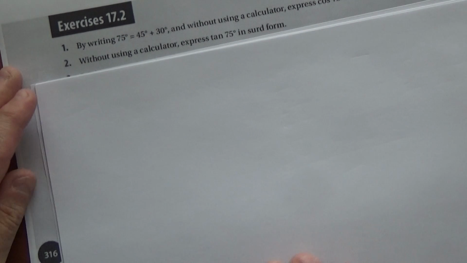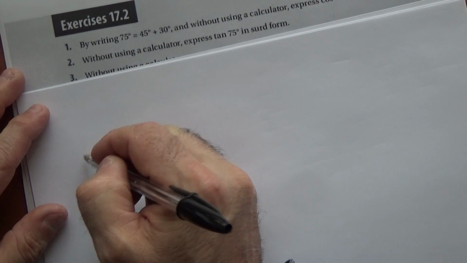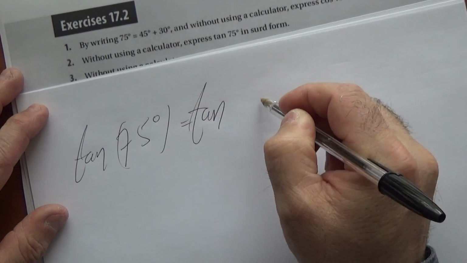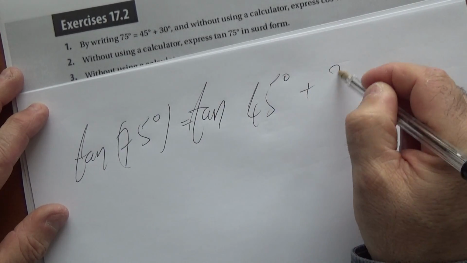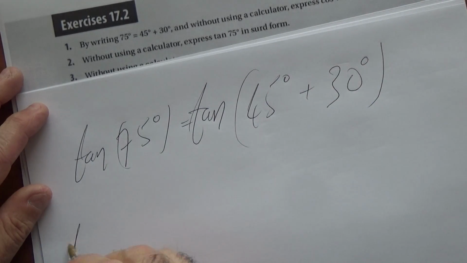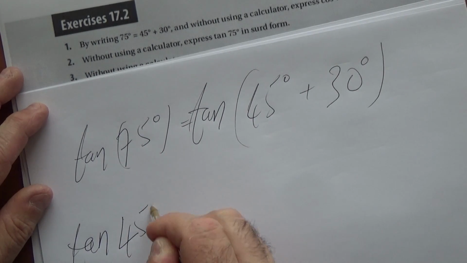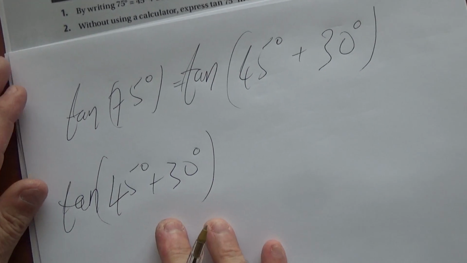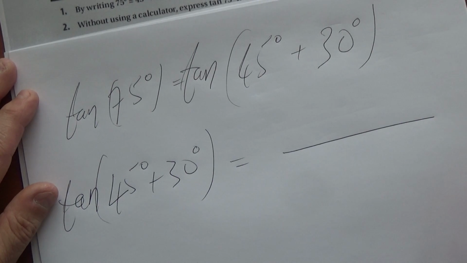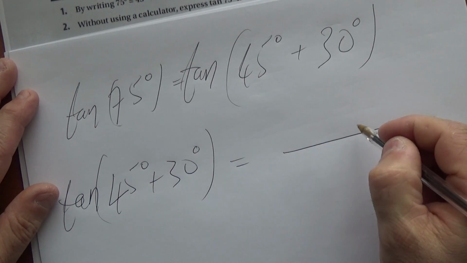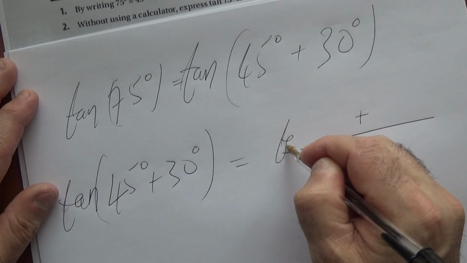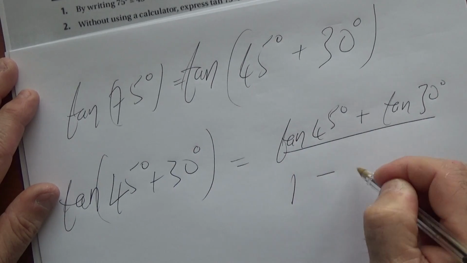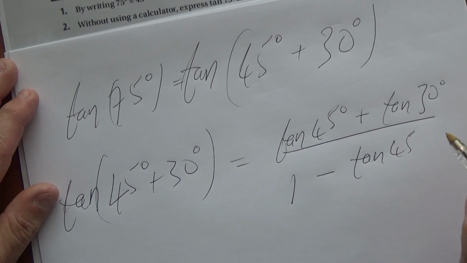Without using a calculator, express the tan of 75 in surd form. So the tan of 75 degrees is equal to the tan of 45 degrees plus 30 degrees. So we have the tan of a sum, and that's equal to a fraction, and we know there's a plus up here: tan of 45 degrees plus the tan of 30 degrees, over 1 minus the product of the tans.